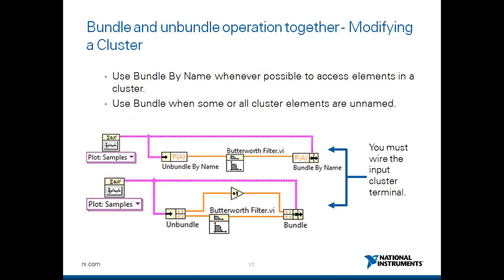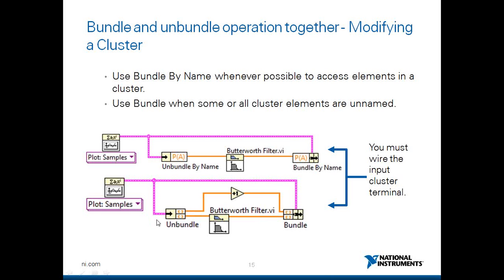Okay, now let's see when to use bundle, when to use unbundle. So you'll typically use a bundle and unbundle operation together when you want to modify a current cluster. So the same cluster that we took up in the previous example, so this is a plot by samples. So here, if I want to play around with just the P of A values, then I'll extract the P of A values and I'll send this to a filter and I'll send it back to a function called bundle by name. And when I get the output of this, this is a new cluster where the P of A has been modified.